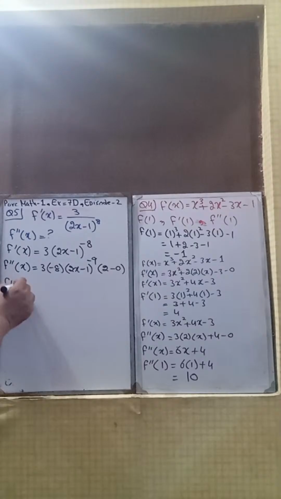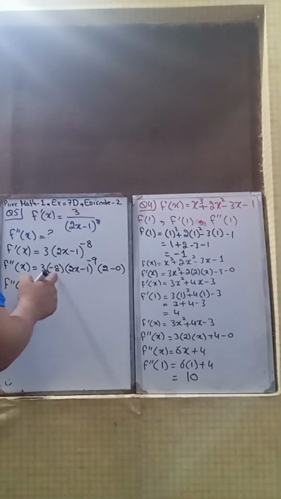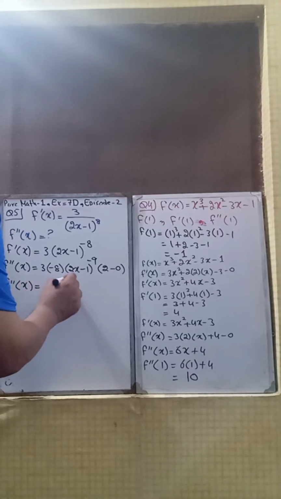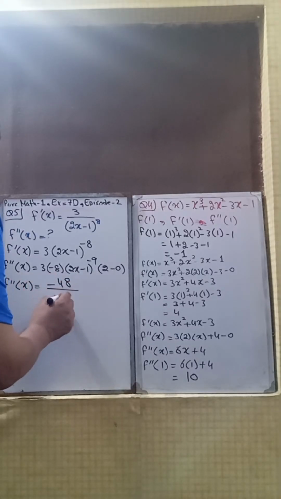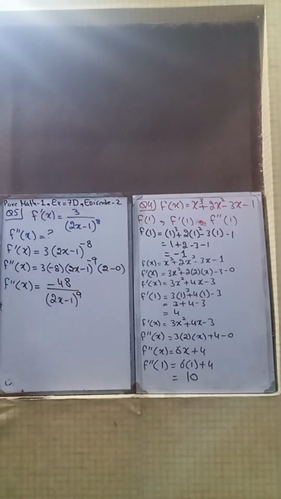So the second derivative will be equal to 2 3s are 6, 6 8s are 48. So this is minus 48 divided by the 2x minus 1 raised to power, I bring it downstairs, so it becomes positive 9. So for question number 5, the answer is minus 48 divided by 2x minus 1, the whole thing raised to power 9. The answer is right. This is how you will do question number 5. It's a very simple, straightforward, easy peasy question.